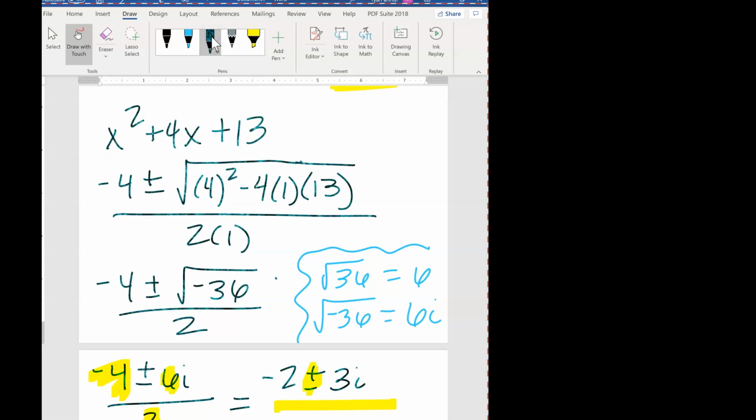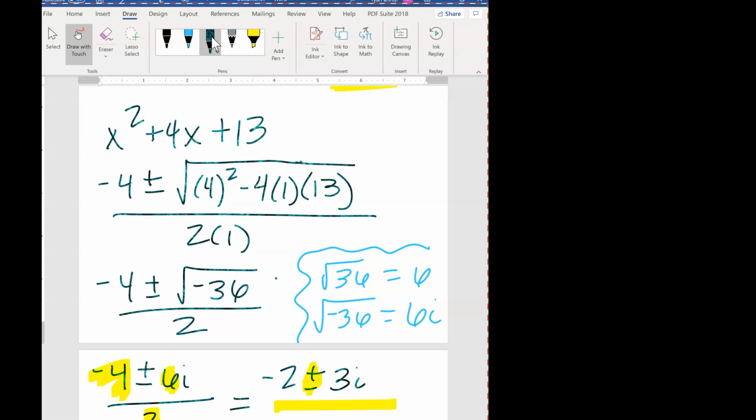So my answer is the 0 I gave you, which was negative 2, and then what you got when you did the quadratic formula, negative 2 plus or minus 3i. And that is your answer. Okay?